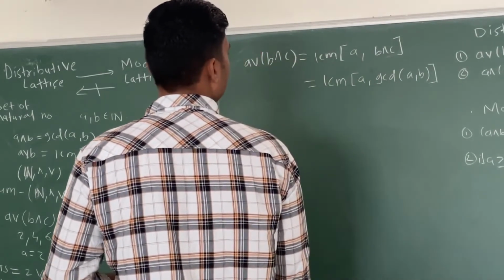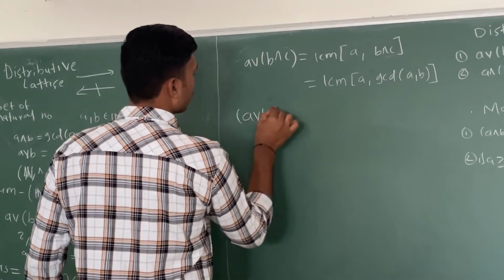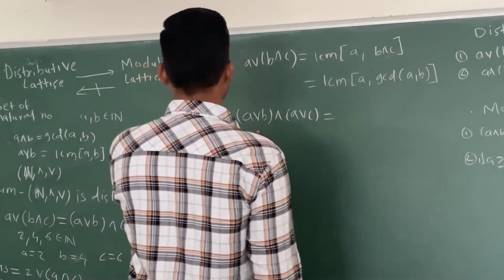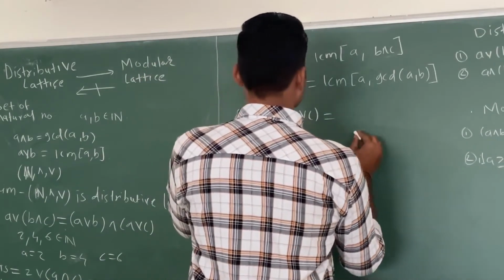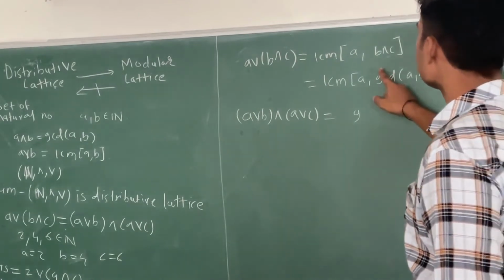And what is the other side? A join B, right hand side, well, A join B meet A join C. There you write B comma C. Above B meet C, na? So GCD of B comma C.